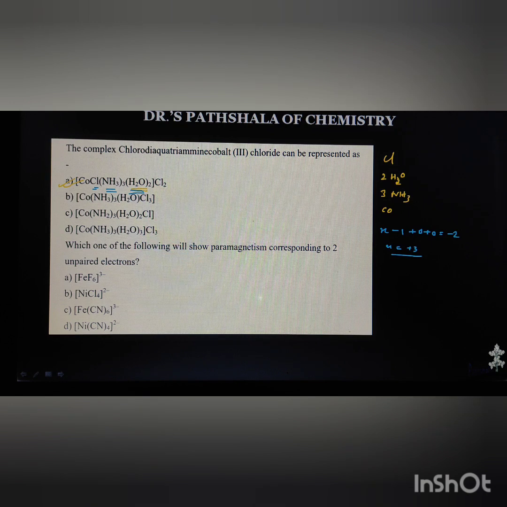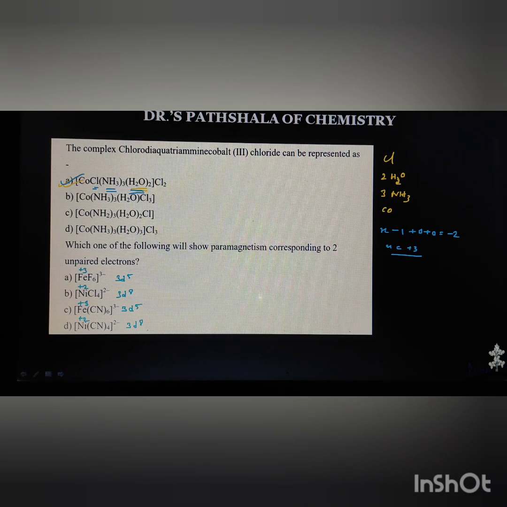So the correct answer will be option A. Now, which one of the following will show paramagnetism corresponding to 2 unpaired electrons? Here, the oxidation state of Fe is +3, and in NiCl4 2 minus, Ni is +2. In AlF6 3 minus, Fe is 3d5, and NiCl4 2 minus is 3d8.